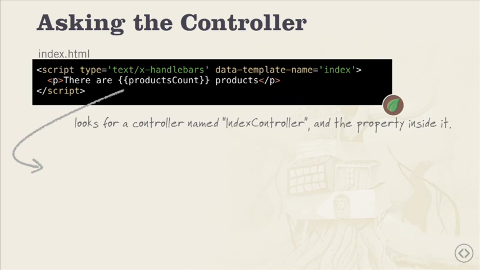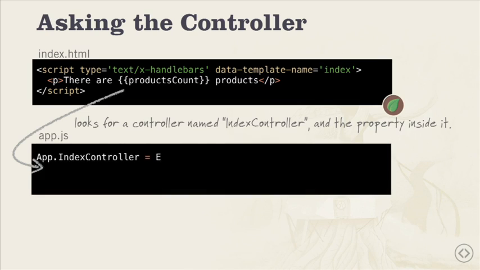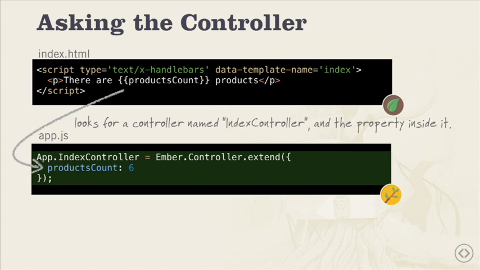So the first step is to create this controller. Here you can see we create an index controller, namespacing it with our Ember application, and we define it like so. Then inside of it, we declare a products count property, which has a value of 6. This code properly renders out, there are 6 products to the screen.